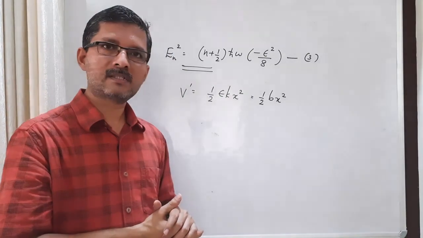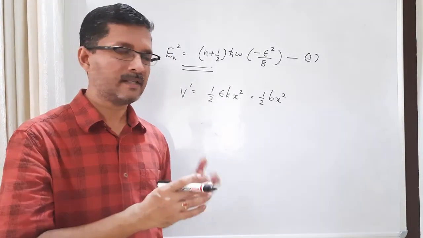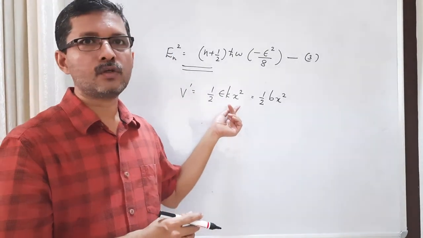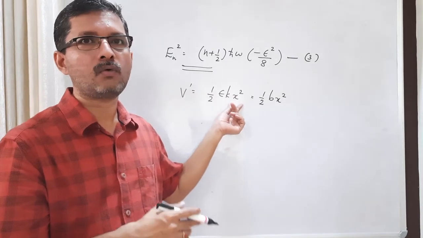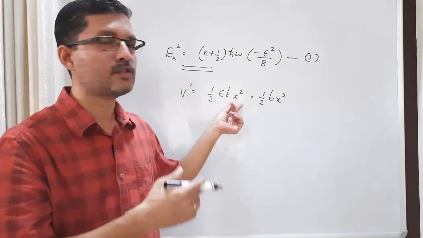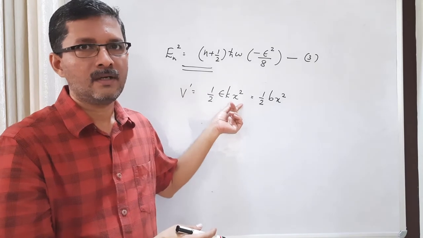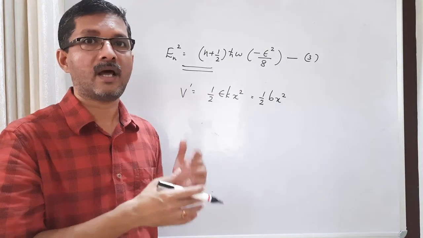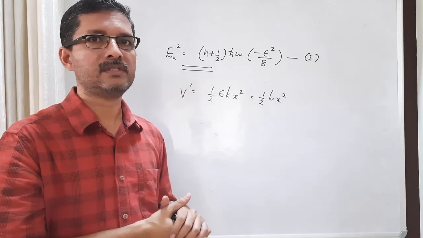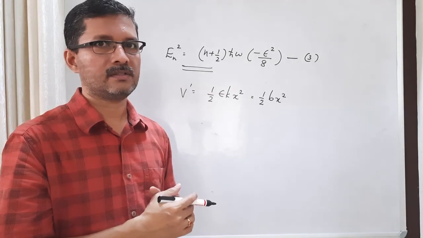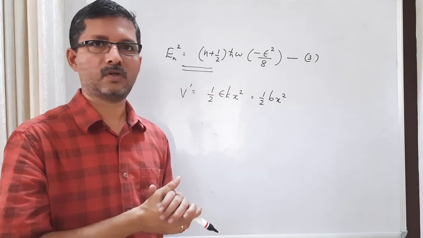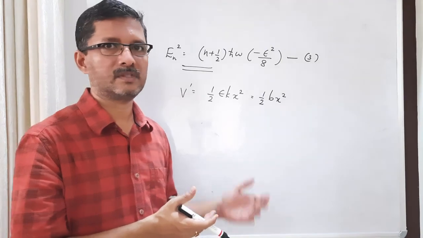In the next problem, let us try something different. Let us slightly change this potential. Instead of a quadratic potential, let us apply a quartic potential. Quartic means x raised to 4, the fourth power of x. That will make our harmonic oscillator an anharmonic oscillator, and we will see what is the change, what is the first order correction energy using this perturbation method.